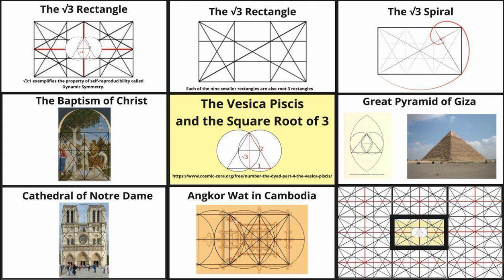It's like zooming in on a coastline: you see the same basic shapes repeating at smaller and smaller scales. And what about that third panel? There's a spiral in that one, right? Yes, the root-3 spiral. This is where things get really interesting. When you keep subdividing the root-3 rectangle and connect the corners in a specific way, a spiral naturally emerges.